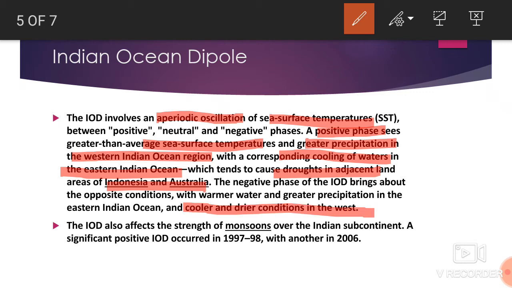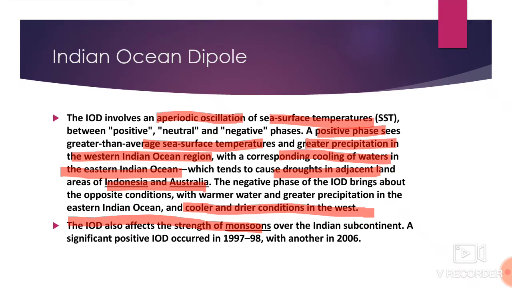Both conditions we have explained. And the Indian Ocean Dipole affects the strength of the monsoon. If there is a positive Indian Ocean Dipole, it will make the Indian monsoon stronger and will bring more rainfall over India. So this is the basic piece of information which we have discussed.